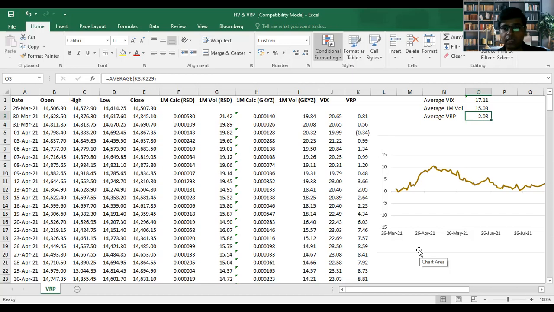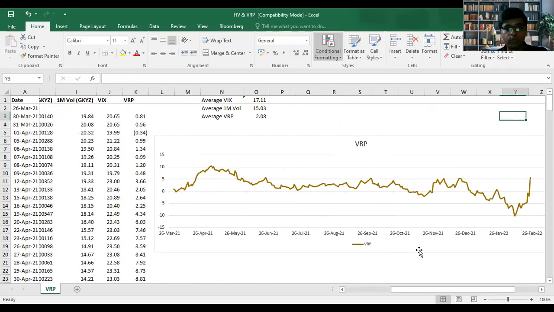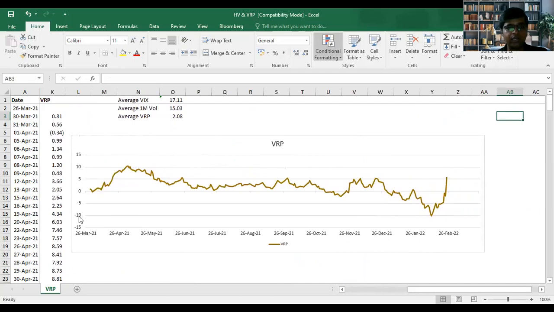So I am not giving any trade recommendation, or I am not promoting the option selling. I am just explaining to you what is prevalent in the market. This is the data which is available with us. I have also plotted the volatility risk premium in the chart, which you can see on my screen, over a period of 1 year, starting from 26 March 21 till 5th March 2022.